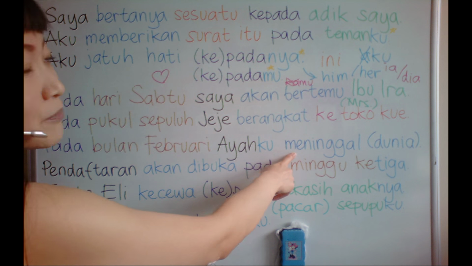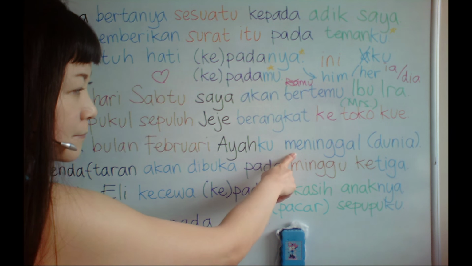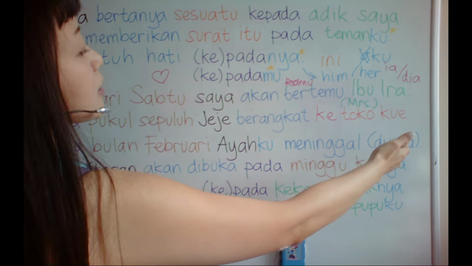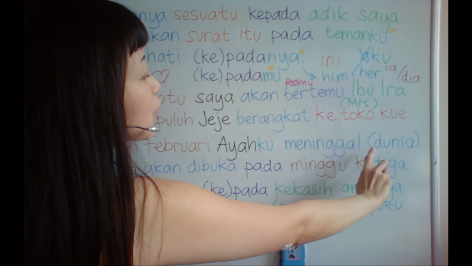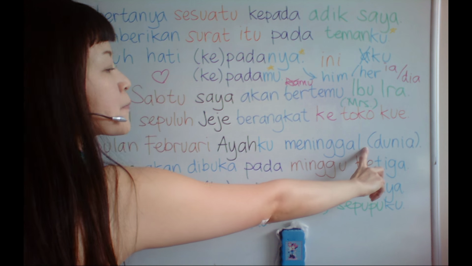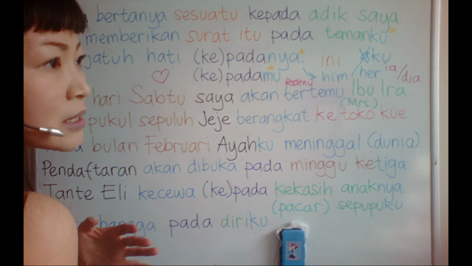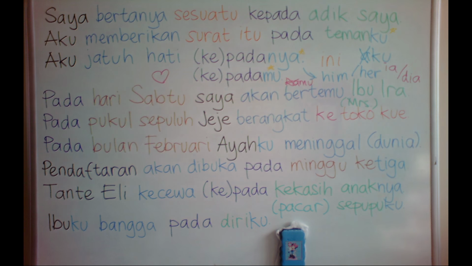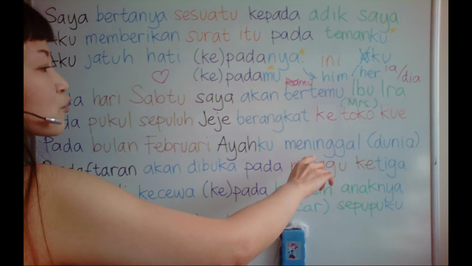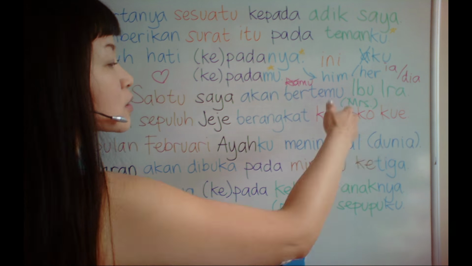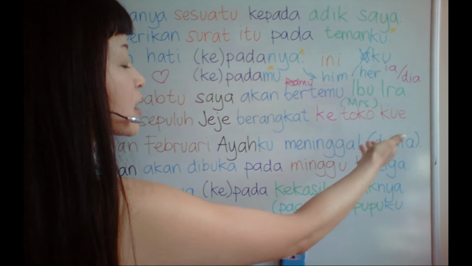Meninggal itself, it means pass away. If you put dunia and it becomes together, even though we put space here, dunia is world, so it becomes living the world. Meninggal is pass away. Meninggal dunia also pass away, and dunia is world, living the world.